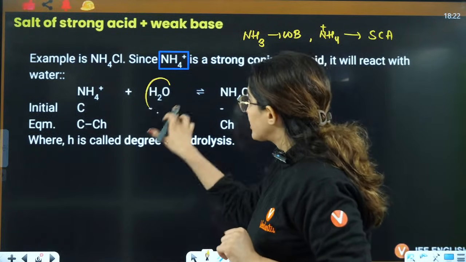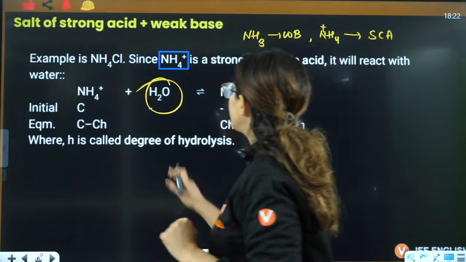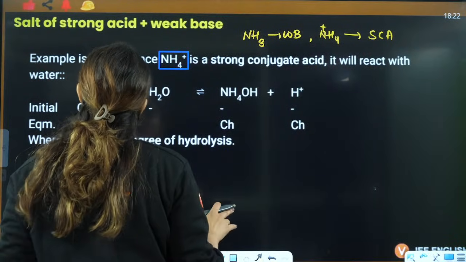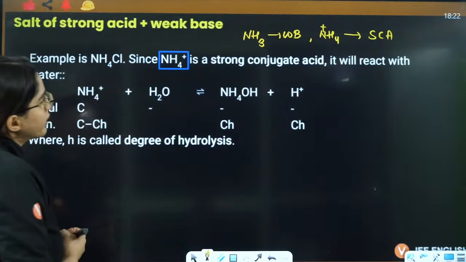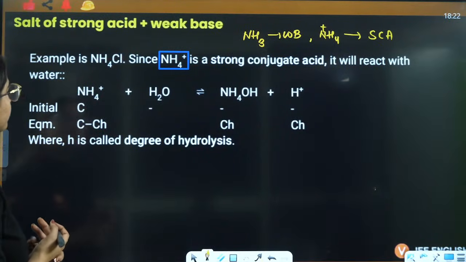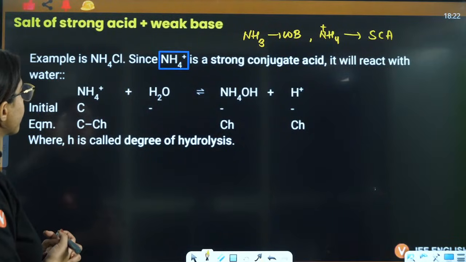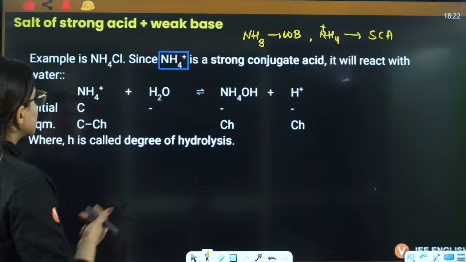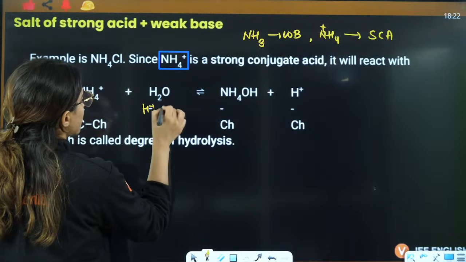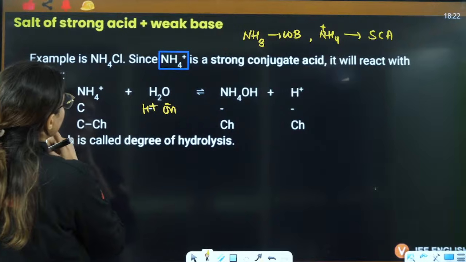So with water, how will it react? Why am I saying it is acting as a conjugate acid? Because it is going to lose H positive. Yes. If you see here, this is H positive, this is OH negative.